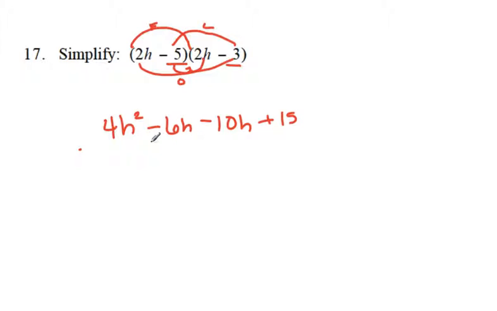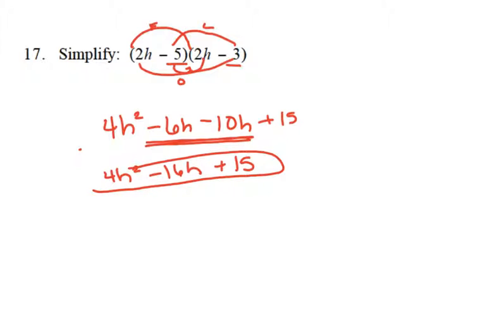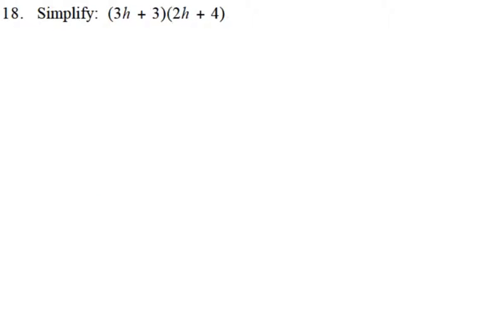Now, we again look at our middle two terms and notice, hey, they both have h to the power of 1. These are like terms. That leaves us with 4h squared minus 16h plus 15. And this is your answer. Okay, number 18, similar, 3, 4, both of them adding.